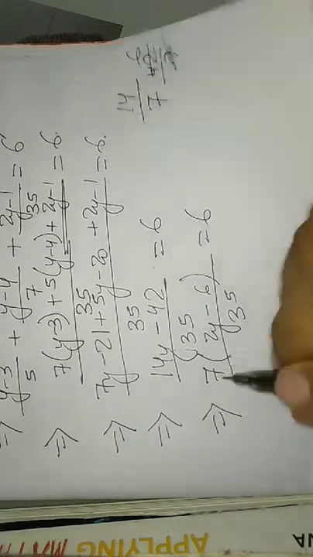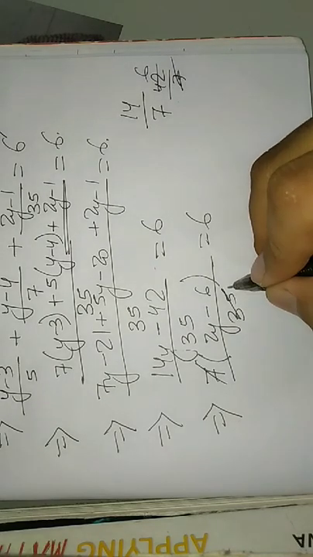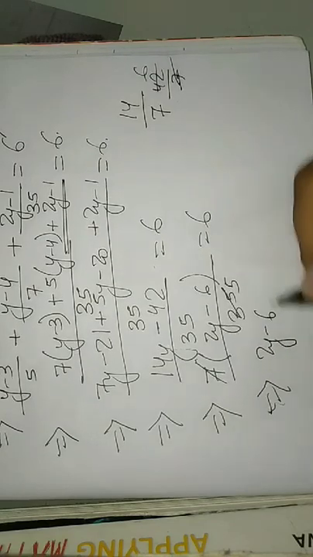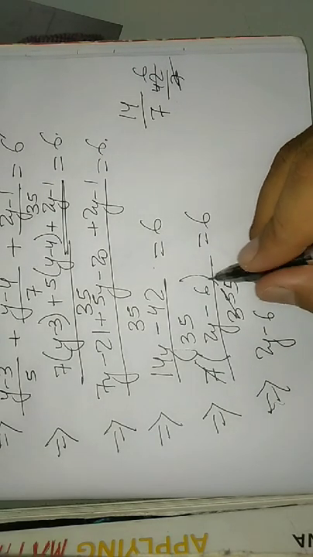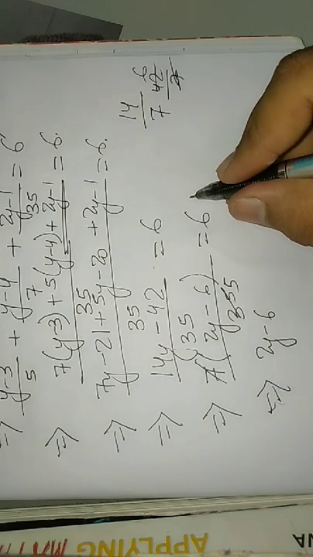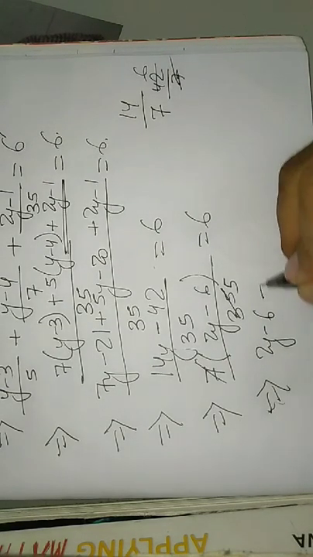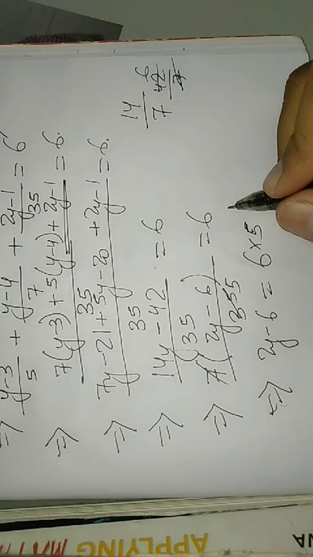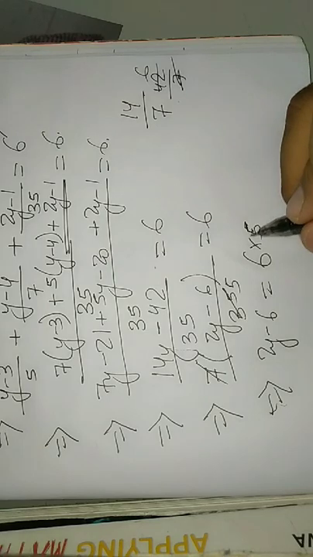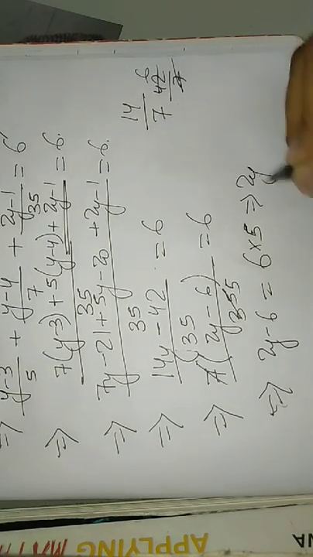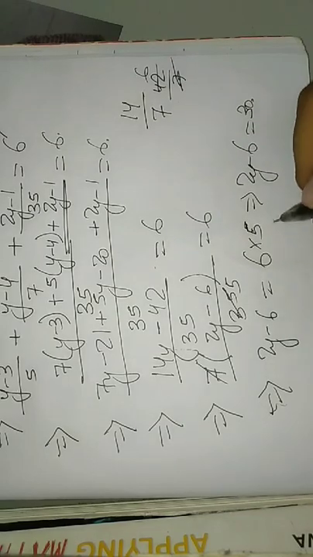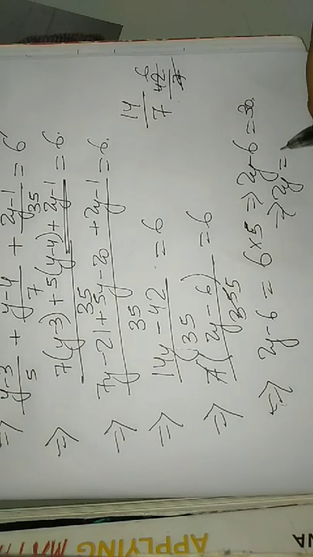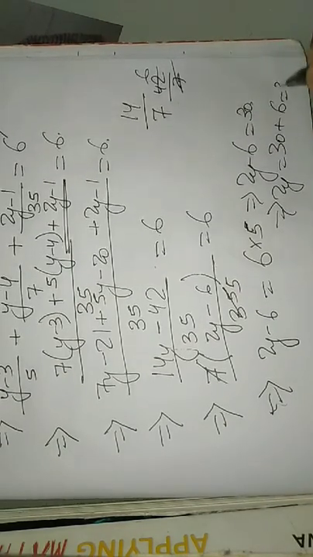So what is the next step? 7 fives are 35. Then what is the next step? 2y minus 6. Again this 5 was in the denominator, it was in division. It will go over there, it will come in the numerator and in multiplication. 2y minus 6 is equal to 6 into 5. We did transposition, okay. Which implies that 2y minus 6 is equal to 30, which implies that 2y is equal to, the constant will be going on that side, 30 plus 6, which is 36.